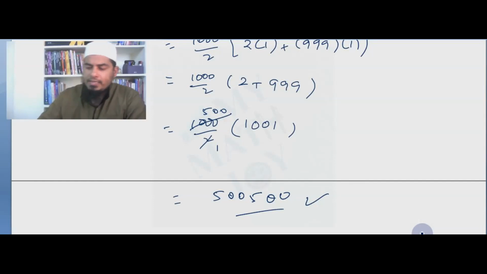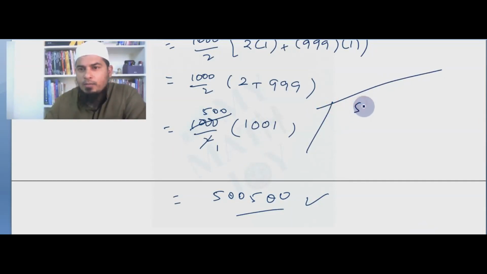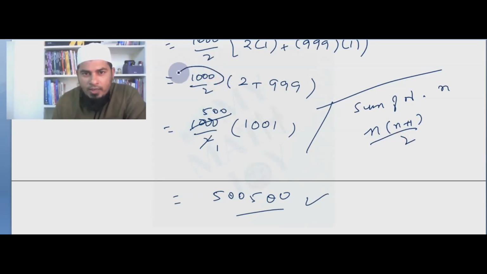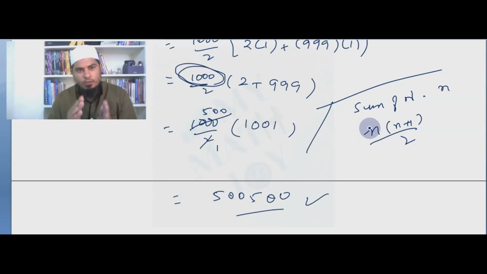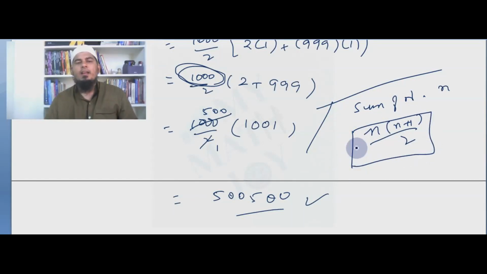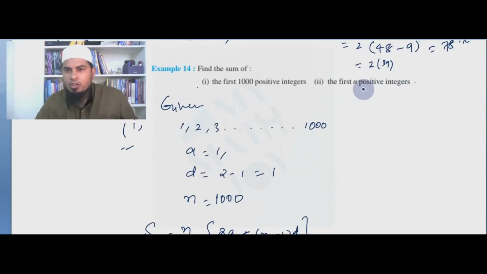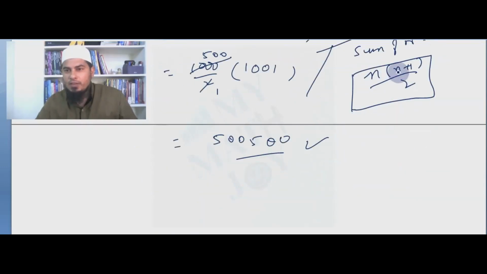Now shall I tell you the technique? If you are adding the sum of natural numbers, then the sum of n natural numbers will be n times n plus 1 over 2. You see, we added 1000 natural numbers, positive integers. So you got 1000 times 1001 by 2. So this formula will serve the purpose when you are adding n natural numbers.